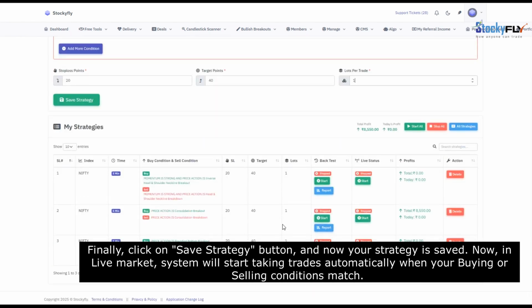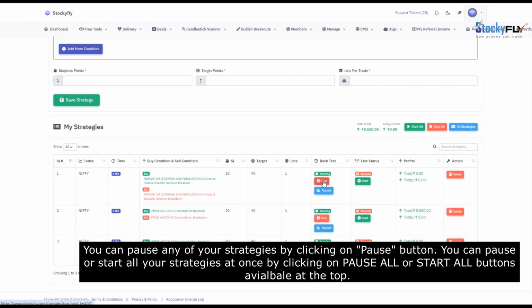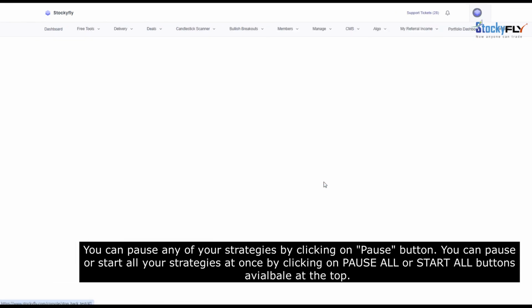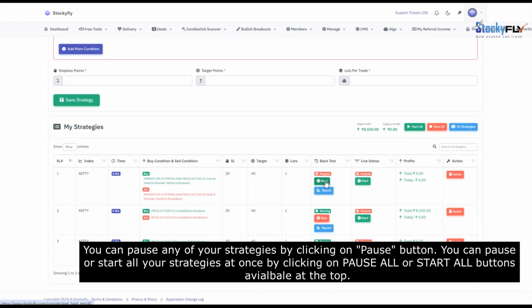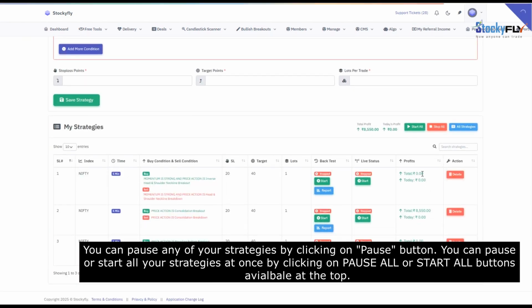Now in live market, system will start taking trades automatically when your buying or selling conditions match. You can pause any of your strategies by clicking on Pause button. You can pause or start all your strategies at once by clicking on Pause All or Start All buttons at the top.